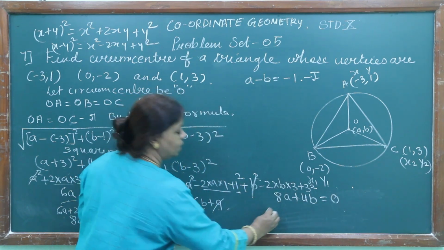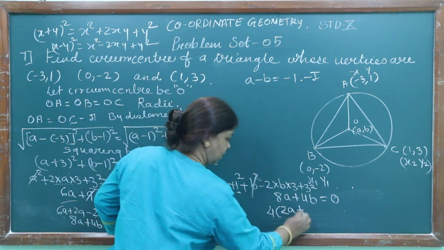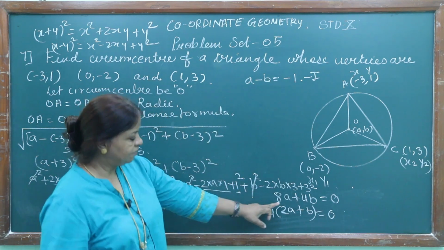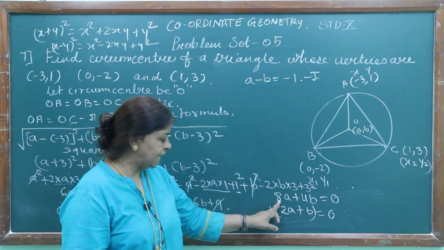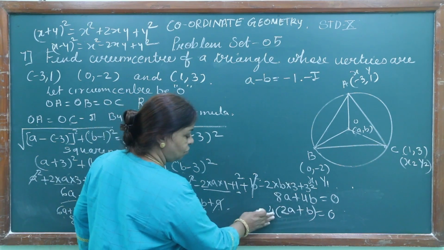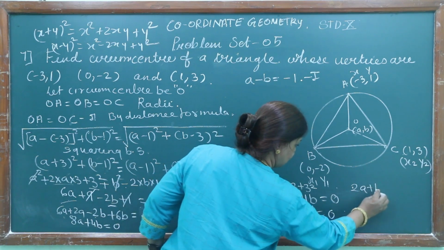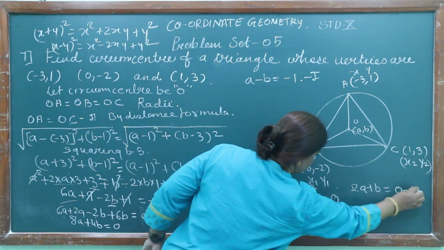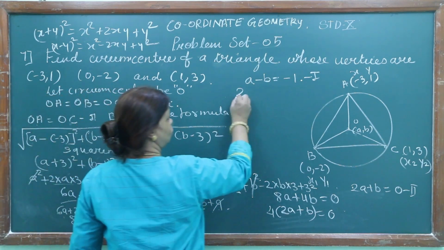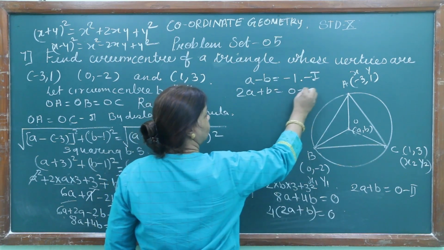I can take 4 common. 4 2s are 8a, plus b is equal to 0. You understood now? I have taken 4 common. 4 2s are 8a, 4 1s are 4b. So what is come? Now 4 will go down and you are left with 2a plus b is equal to 0. This is your second equation. Now let me write here second equation. 2a plus b is equal to 0 is my second equation.